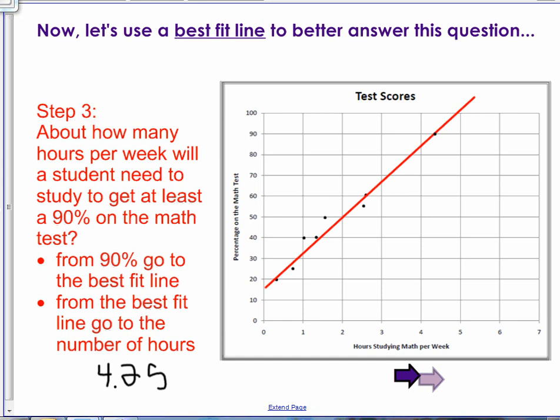We're going to work on scatter plots tomorrow. Make sure that you understand all the vocabulary and the correlations of the scatter plots.